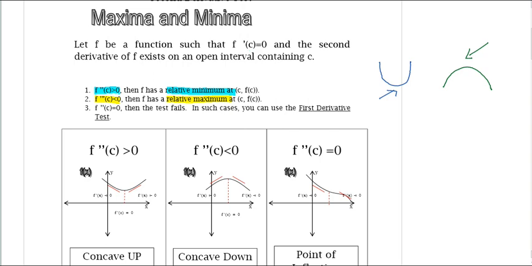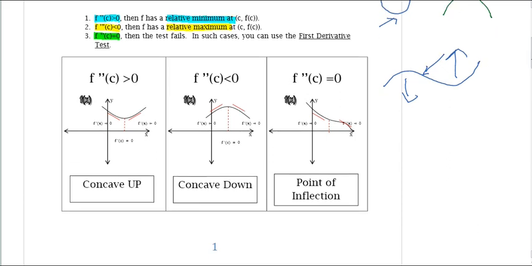And then finally, last but not least, if I have f double prime is equal to 0, then the test fails. What you have there is this. If you have f double prime equal to 0, you have something called a point of inflection. And a point of inflection is the point where we change from concave, let's say down, to concave up, or vice versa. So f double prime is equal to 0, and you can see in the pictures down here, and I'll go over it again.